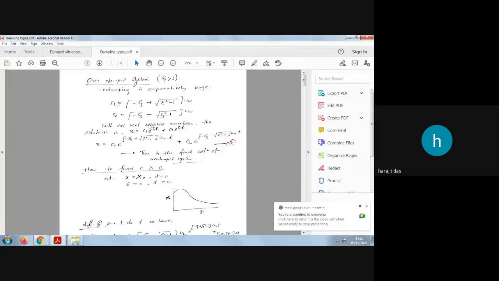So we are writing these two roots separately. One will be plus, one will be minus. So minus zeta and plus square root of zeta square minus 1, times omega n, and similarly we are writing this one.